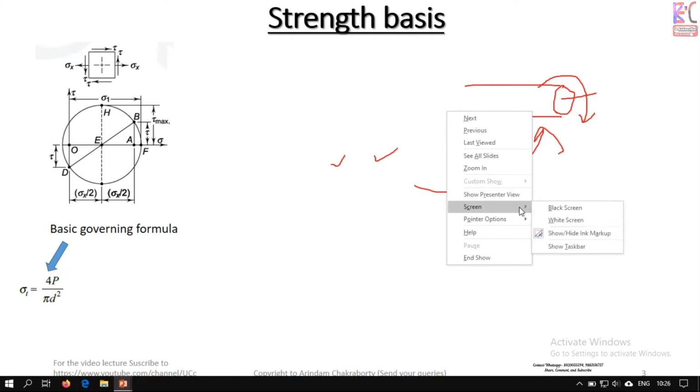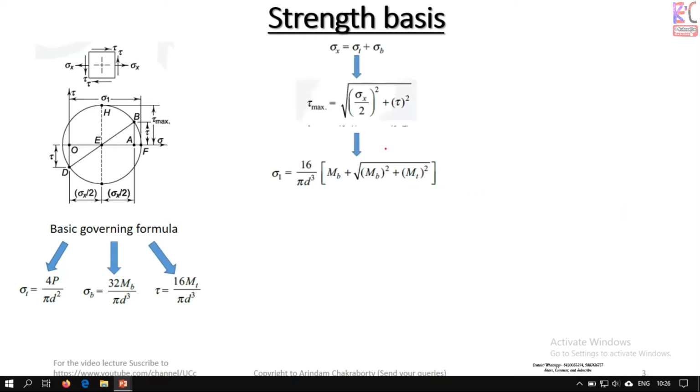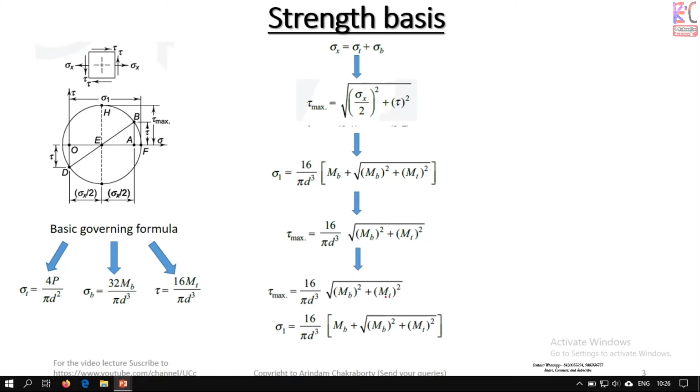Okay, next. So we came to know about it. This is what we have substituted, sigma 1, and we find out this one. After complete substitution and everything, we could deduce in this manner. This gives us the strength basis, and this is how we can design a shaft. For designing a shaft, we should maintain these things.